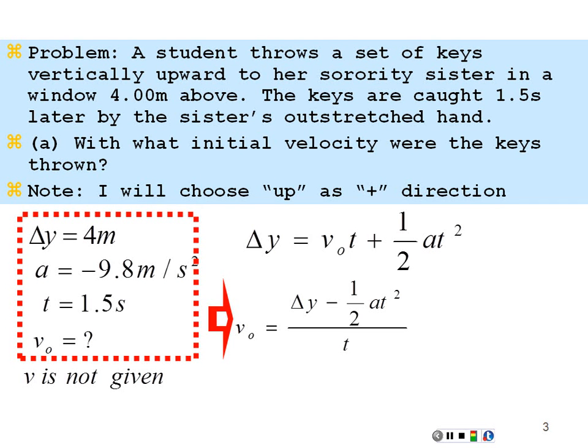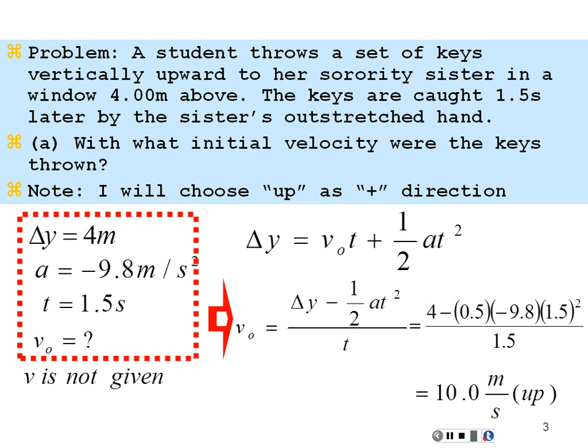We'll solve this for initial velocity, so we'll subtract 1/2 a t squared from both sides and then divide by t. So we have initial velocity is delta y, displacement, minus 1/2 a t squared, over t. Let's put in our values. Delta y is 4, minus 1/2, 0.5, acceleration was a negative 9.8, t was 1.5 seconds squared, over 1.5. In the numerator, I'm going to have a negative negative, so that's going to be plus. And when I calculate all that out, I get 10 meters per second. I came up with a positive value, so indeed my initial velocity was a positive 10 meters per second upward.